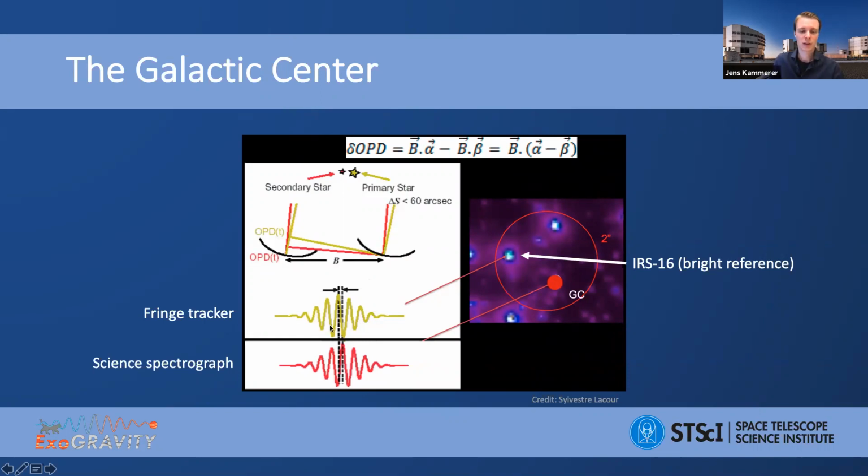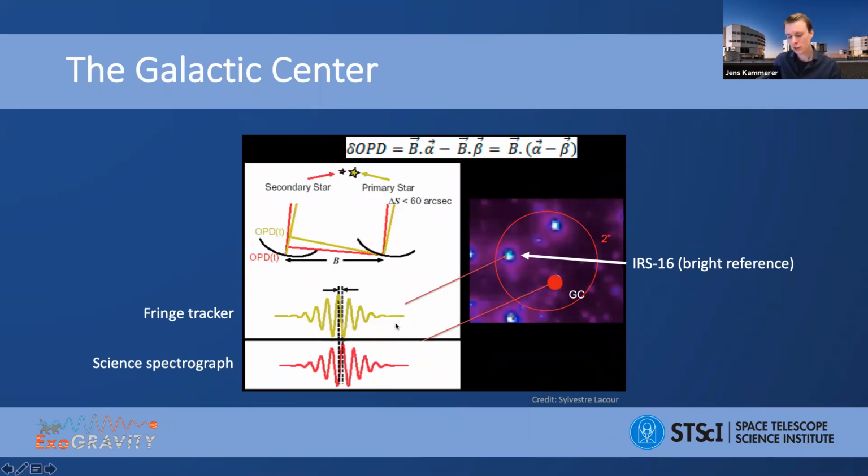And then by measuring the optical path difference between those two interference fringes, you can basically measure the differential astrometry between the two sources. Of course, projected onto the telescope baseline. And since the VLTI has these large baselines of up to about 130 meters, you can achieve very high astrometric precision with this technique.